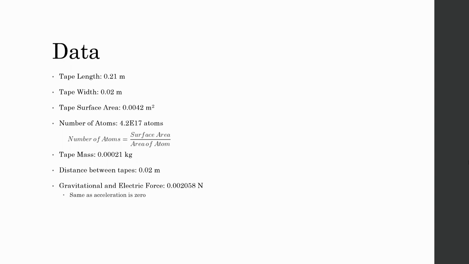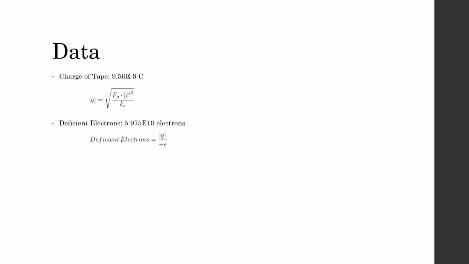0.00021 kilograms. By multiplying this mass by 9.8, or the force of gravity, we can determine the gravitational force. Since acceleration is zero, gravitational force and electric force are equal. A ruler was used to measure the distance between the pieces of tape when they first started to repel, which was 0.02 meters. This distance can be used as the r vector in the shown equation.